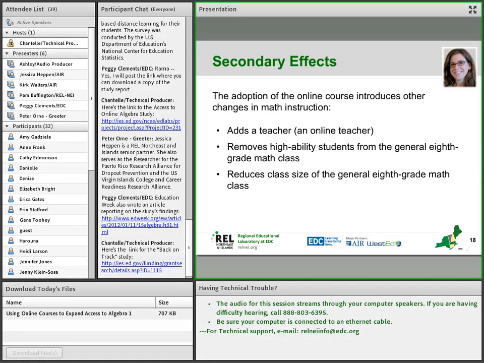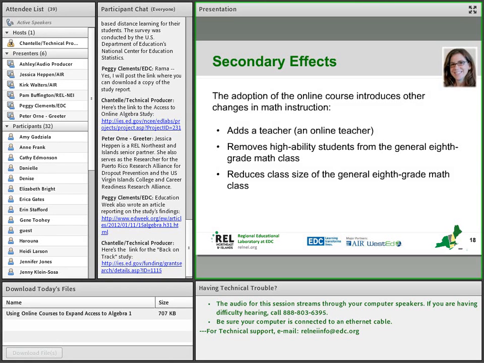We also looked at some secondary effects, and the reason was that the adoption of the online course, we knew, introduced other changes in math instruction in schools, such as the ones I've described. We knew that a teacher, the online teacher, would be added to the mix of adults involved in math instruction. We knew that offering online Algebra 1 in schools that don't typically offer full access, where algebra-ready students may be separated from the general 8th grade math class, right? So effectively introducing tracking in schools where it didn't occur in that way.